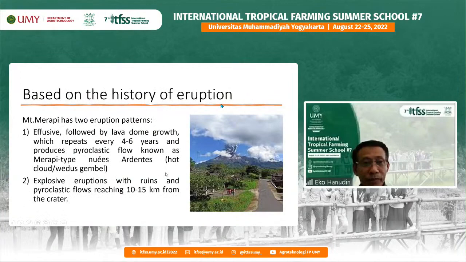Based on the eruption pattern, you can see that Mount Merapi has two eruption patterns. Firstly, we call it an effusive pattern, followed by lava dome growth, which repeats every 4 to 6 years and produces pyroclastic flow known as Merapi type, nuée ardente. This is a technical term in French; I don't know if I pronounce it right or not. Nuée ardente means hot cloud, or in the Java language we call it wedus gembel. Wedus means goat, because the shape of the cloud is like a goat. And the second one is explosive eruption with pyroclastic flows reaching 10 until 15 kilometers from the crater.